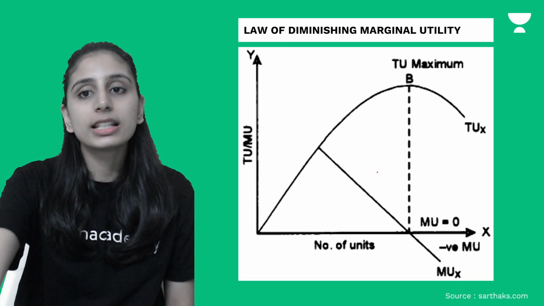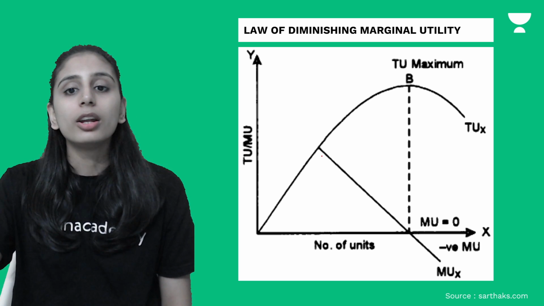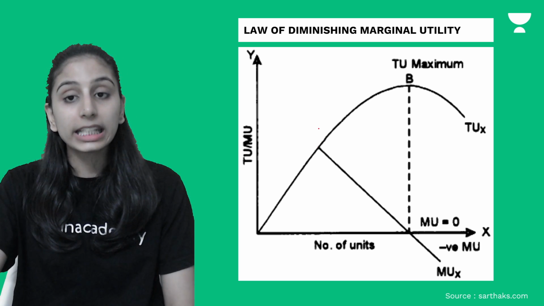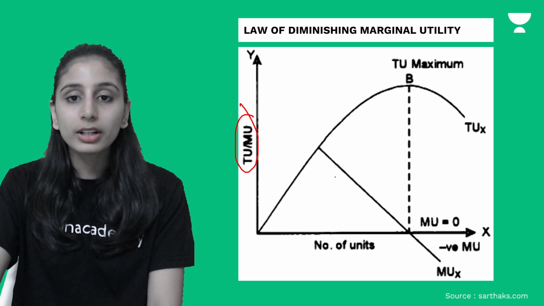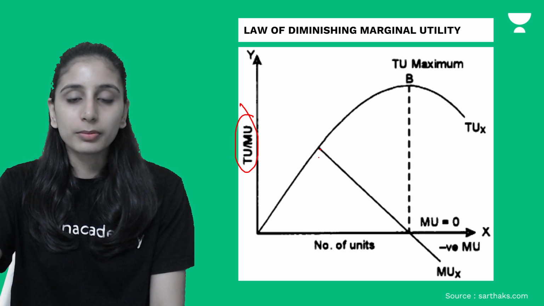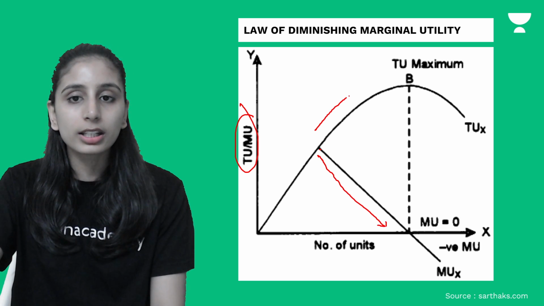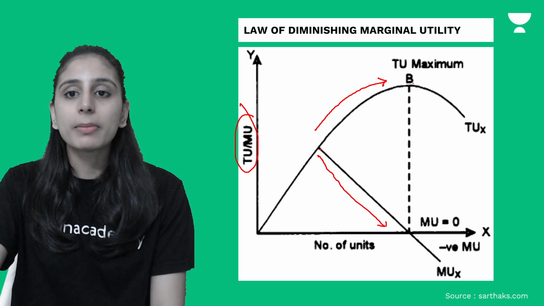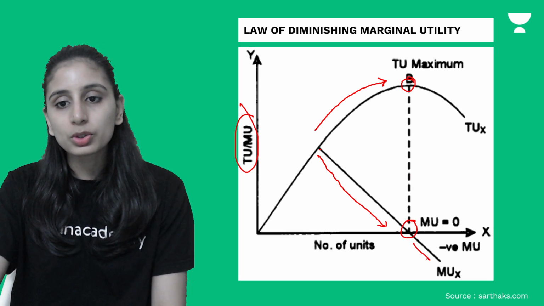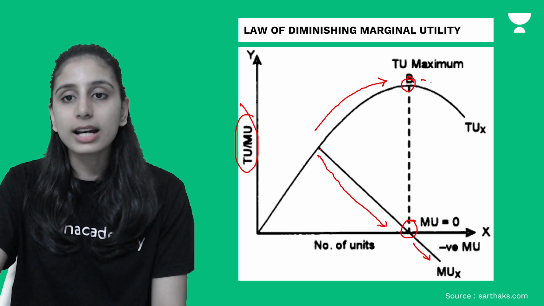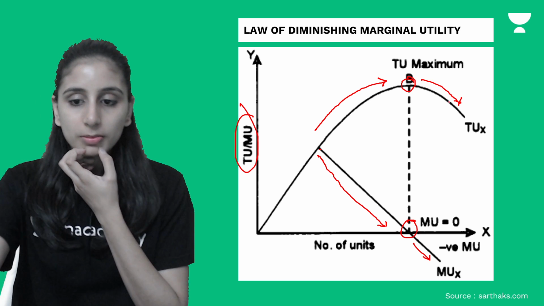ठीक है. Now let's see the graph which is same as the graph we saw of DMU, the TU and MU, and I won't go into detail because I have already explained this graph enough. कि जब सिंपली एक बार रिवाइज कर लेते हैं कि MU हमारा डिक्रीज होता है तो हमारा TU इंक्रीज होता है एट डिक्रीजिंग रेट. जब हमारा TU मैक्सिमम होता है तो हमारा MU जीरो होता है. जब हमारा MU नेगेटिव हो जाता है तो हमारा TU स्टार्ट्स डिक्लाइनिंग. ठीक है. This is the graph for law of diminishing marginal utility.